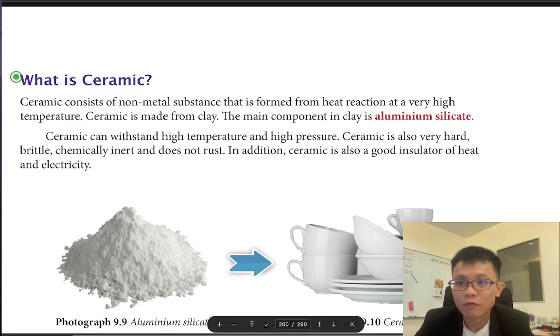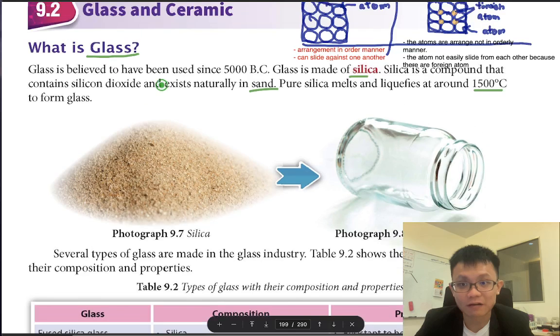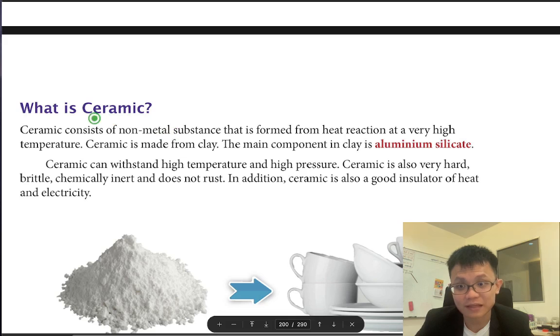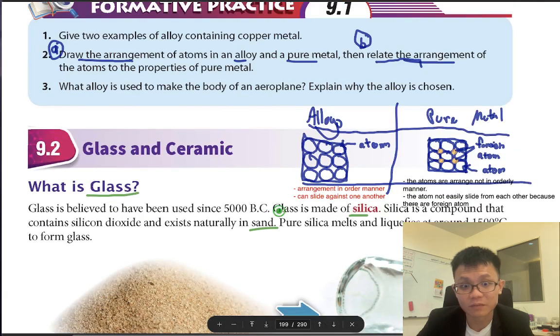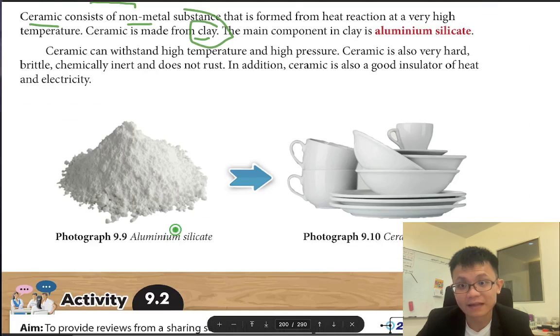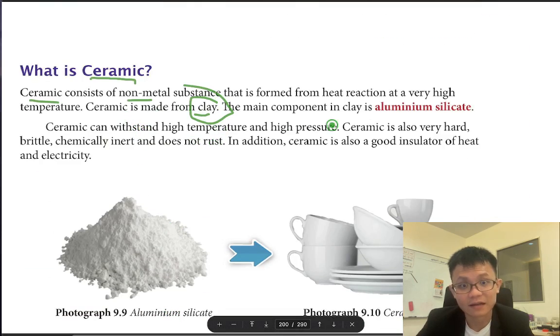Okay. What is a ceramic? We already learned about glass, and ceramic is almost the same, but it is not the same. Ceramic is a non-metal formed at a very high temperature. Ceramic is made from clay, while glass is made from silica. Correct or not? The main component of clay is aluminium silicate. So there is the presence of aluminium; of course it still has the silicate, but it has the aluminium.